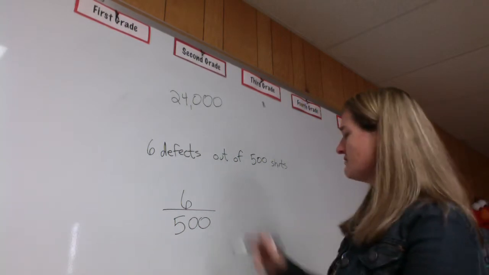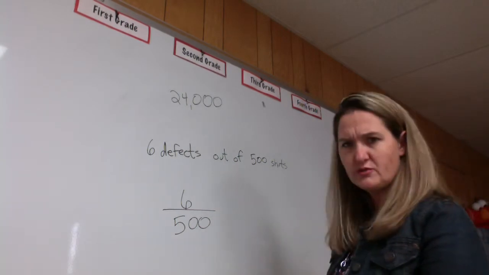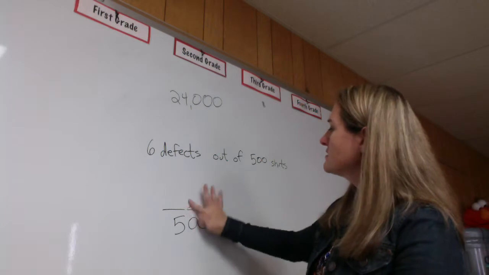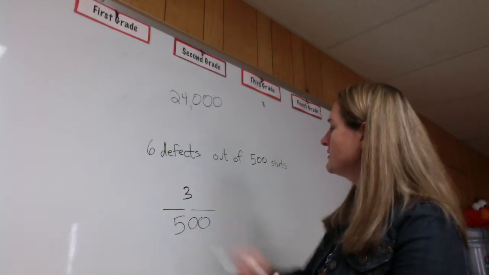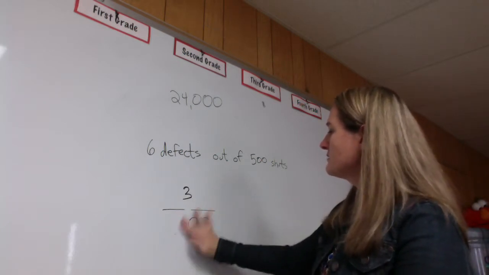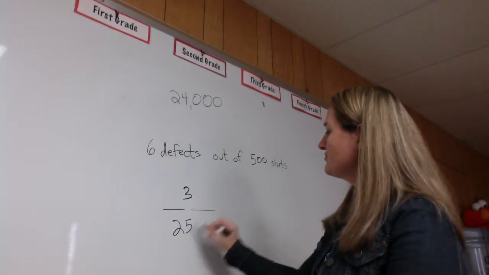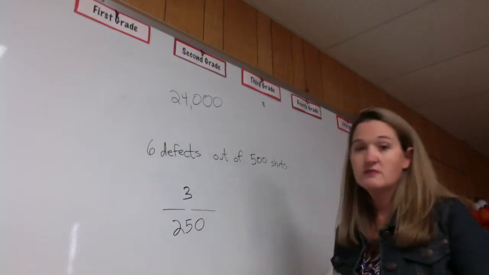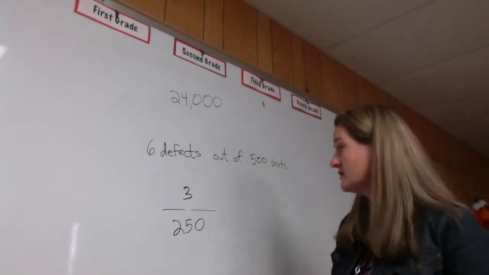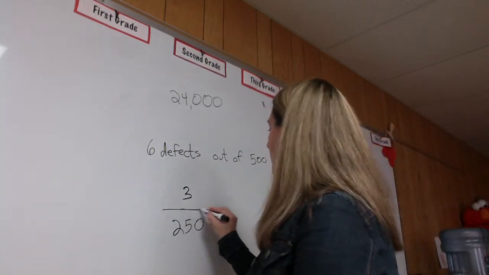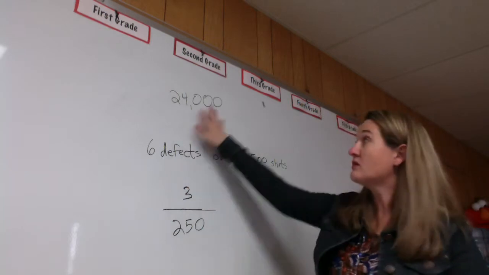So 6 defects over 500, well, we know they're both divisible by 2. So that's going to be 3 out of 250. Still kind of big numbers, but it's all right. So I've got a 3 out of 250 chance that my shirt's going to have a defect in it. Now how do we apply this to the overall population?